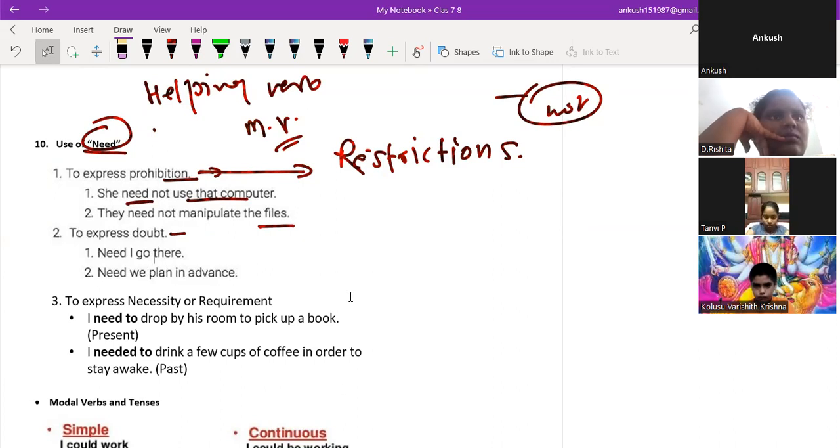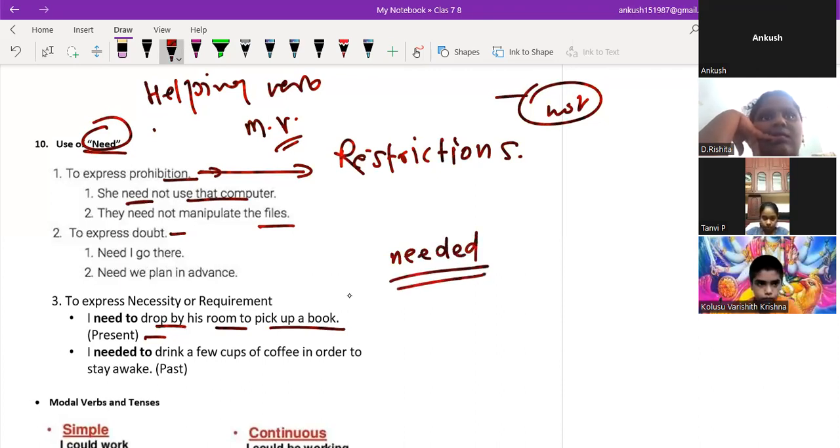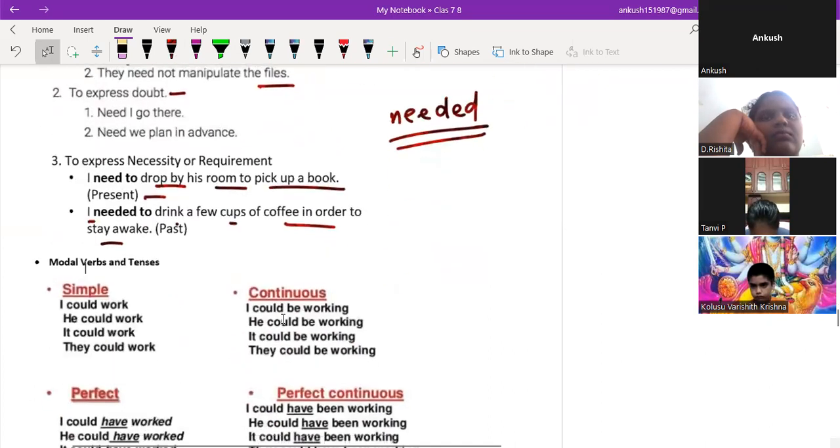The third thing is to express necessity or requirement. I need to drop by his room to pick up a book. It is present. Now, if you want to use it in the past, you just add "ed," like: I needed to drink a few cups of coffee in order to stay awake. In the sense, suppose you want to stay awake in the night, so every now and then you were about to drink coffee. Understood? Have you got it? So this may be used in the present as well as the past.